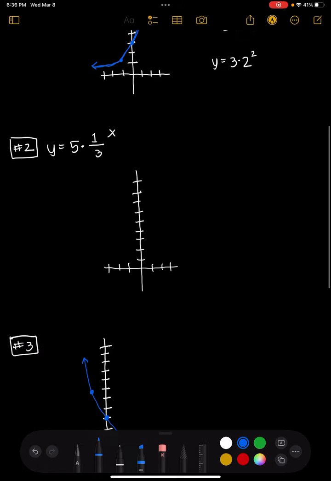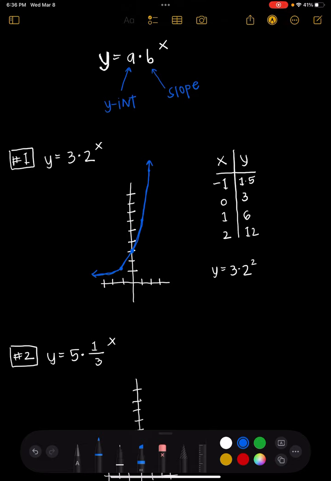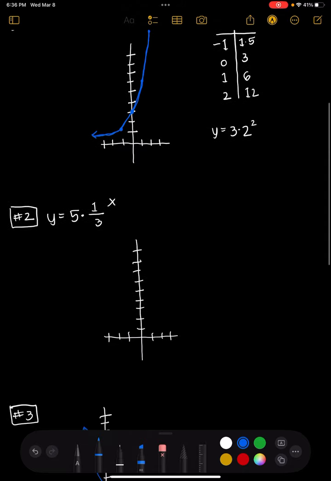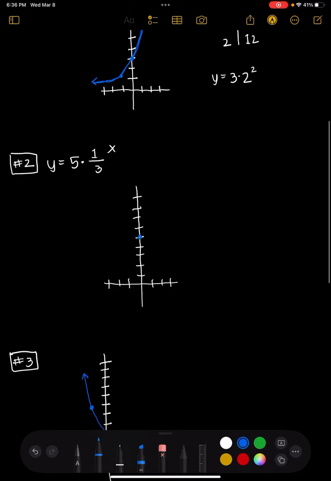So for my second example, let me backtrack up here and use this formula where we decided that the first number was our y-intercept and then b was like our slope. So our first number in this case is 5, which means that's our y-intercept. So what I'm going to do is go up 5 on my y-axis and put a point there. And then our slope is 1/3. Now remember, we talked about it, it's not necessarily a slope. It's like how much we multiply by every time.